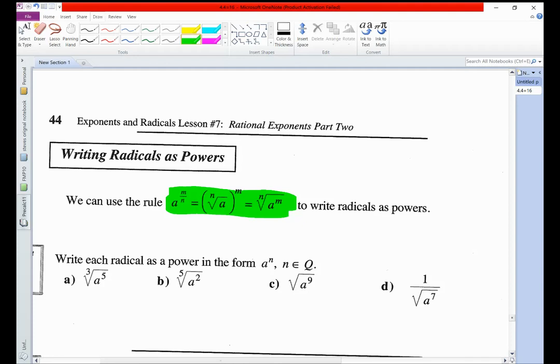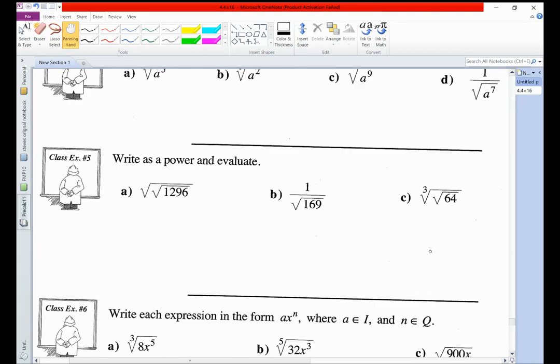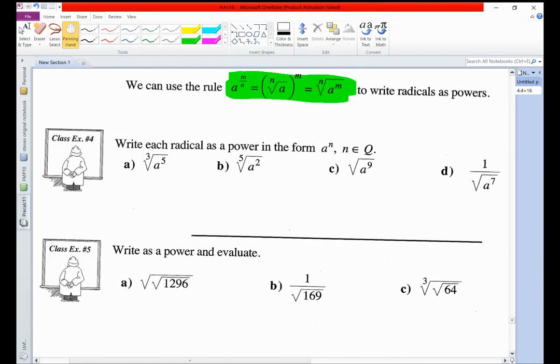Before we were taking powers and converting them to radicals, now we're going to go the opposite way. We're going to take a radical and write it as an exponent. In this case, we have the cube root of a to the power of 5. So we can write that as a to the power of 5 over 3. Remember, this is the root and that's the power.